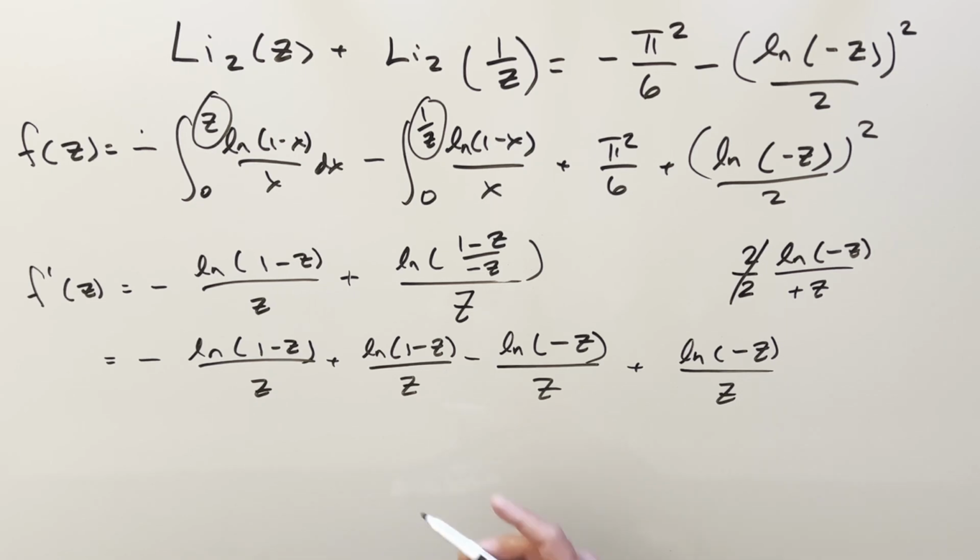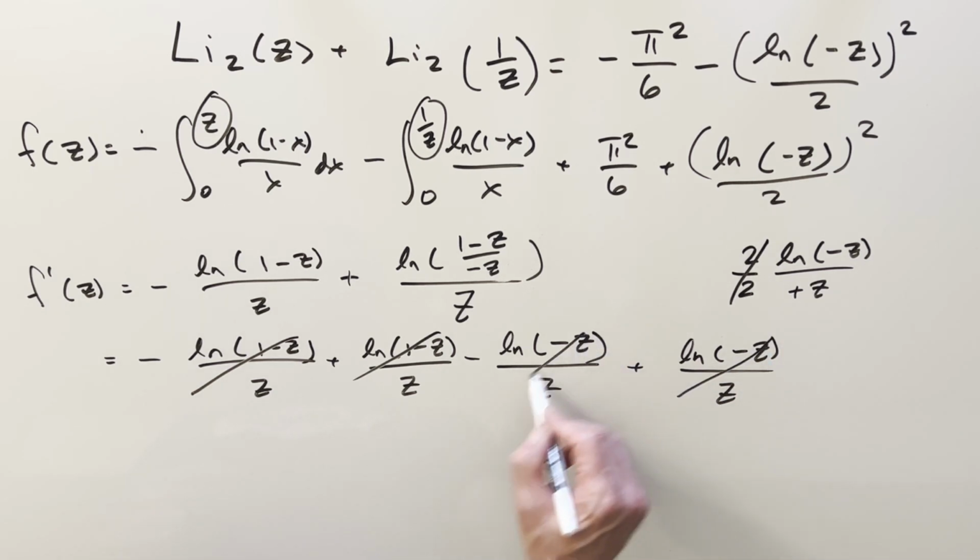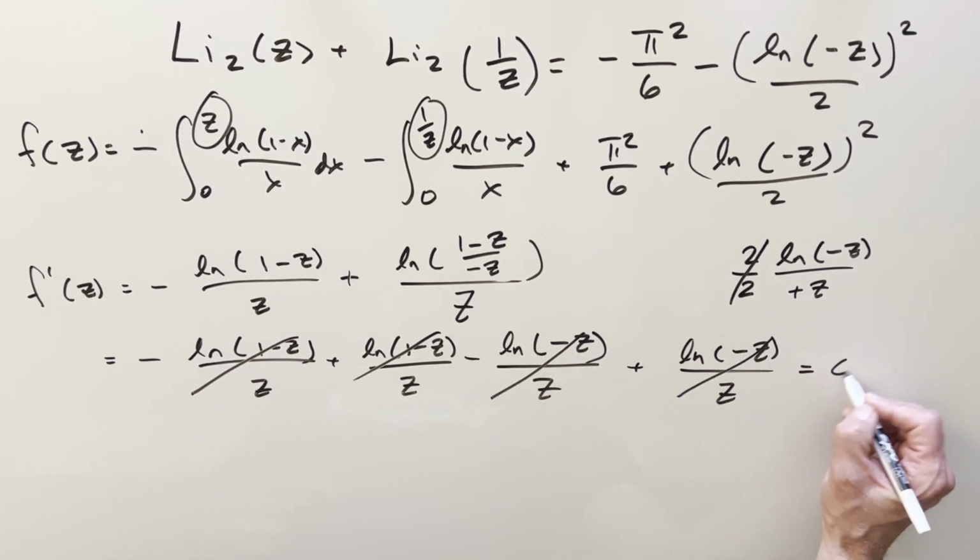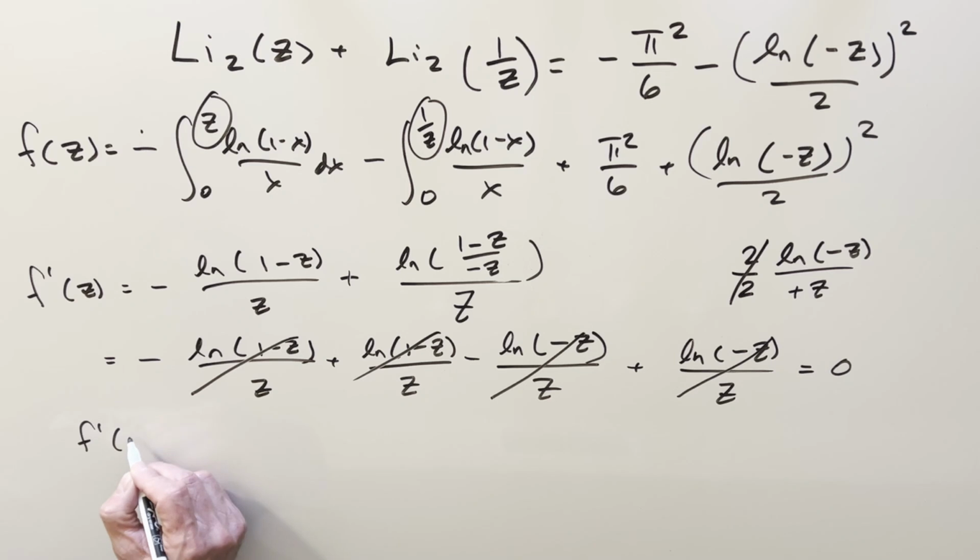And then here's the payoff. This is the same thing as this with a minus sign. So this cancels to 0. Same thing here, this cancels to 0. Everything's 0, and what we get is f prime of z is just equal to 0.